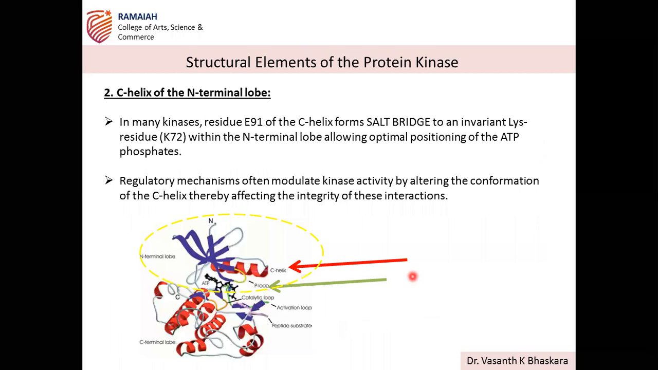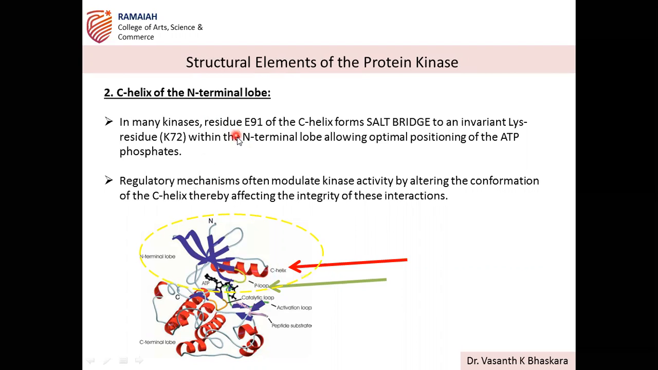Understood? Next, another one we discussed is the C helix. This is in the internal lobe again. So this is the C helix, and this is the P loop here, which we discussed now.